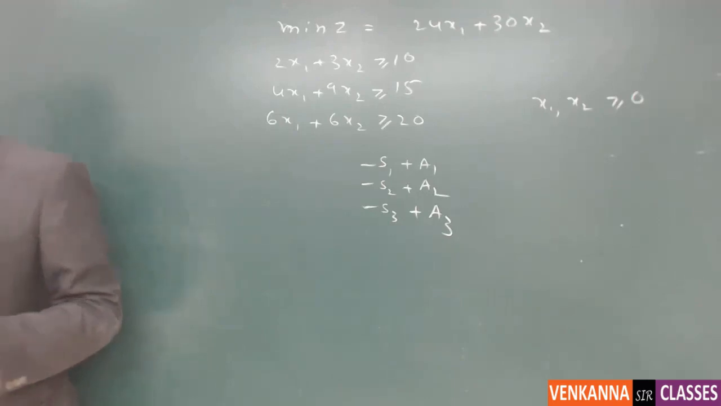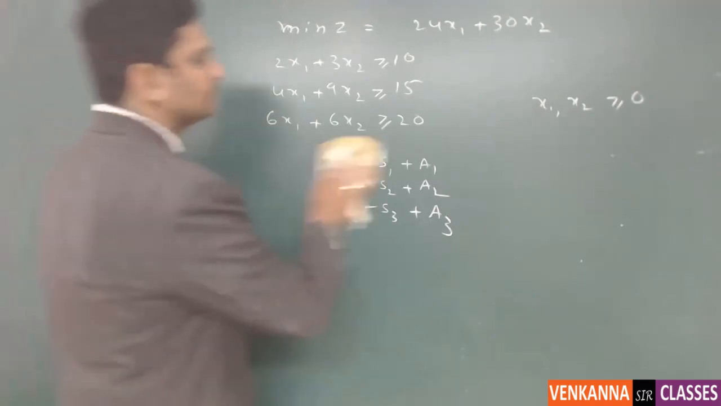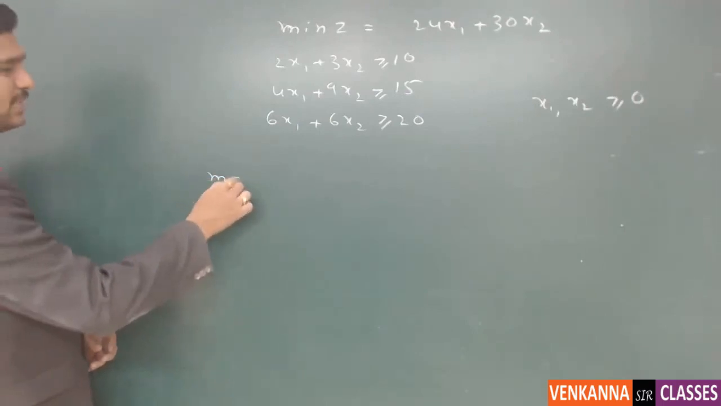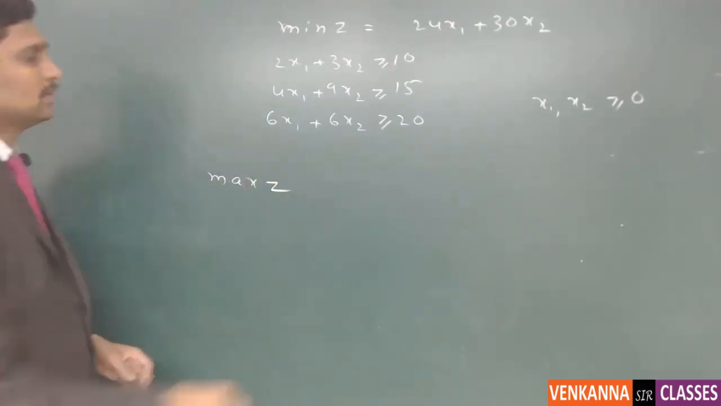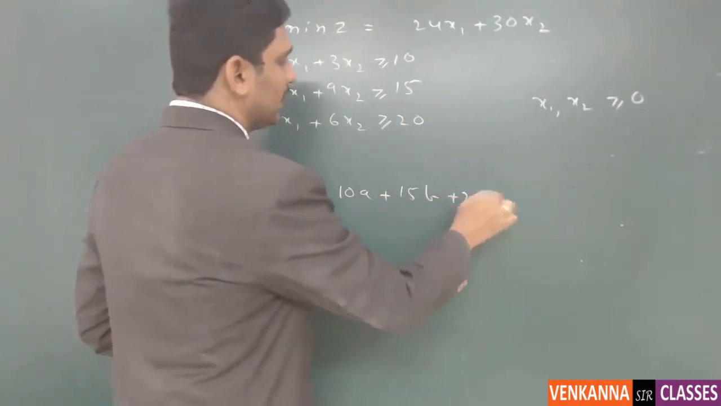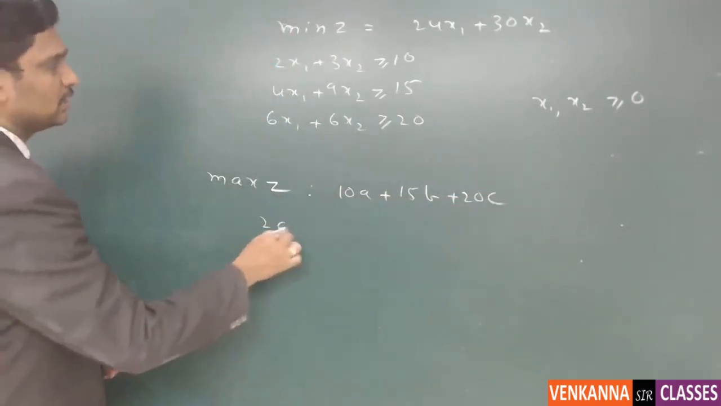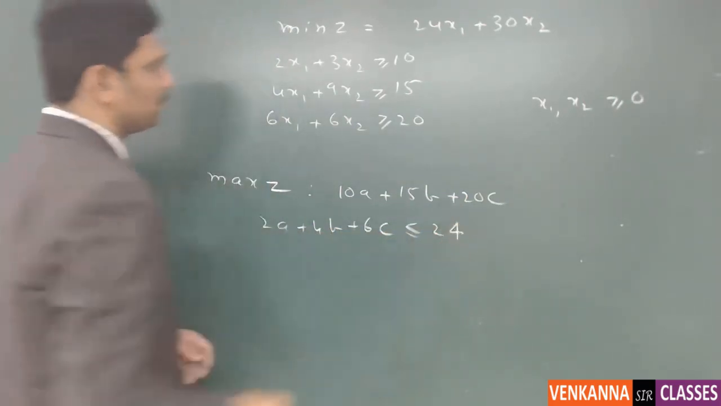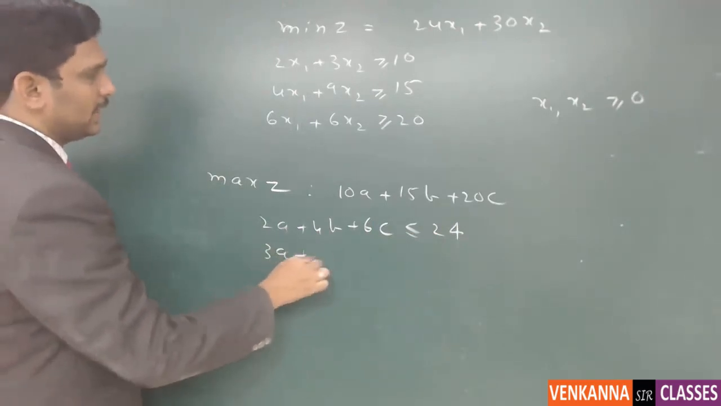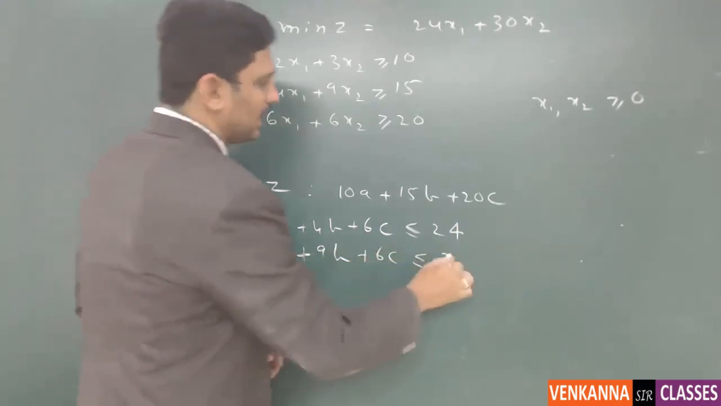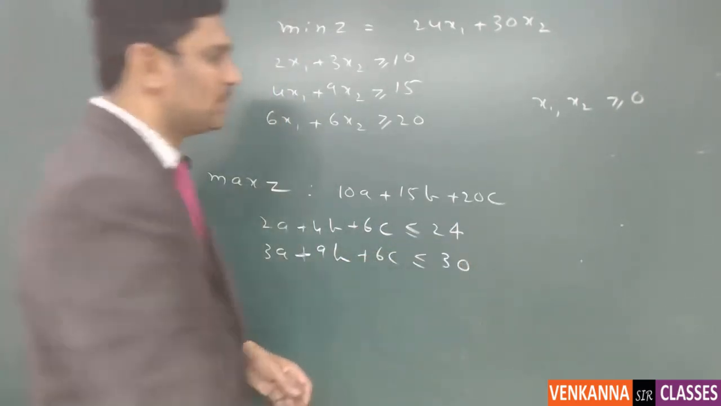Now I am going to write the corresponding dual for it in solving. So maximum Z equals 10A plus 15B plus 20C subject to the constraints 2A plus 4B plus 6C less than or equal to 24, and then 3A plus 9B plus 6C is less than or equal to 30, where A, B, C values are greater than or equal to 0.